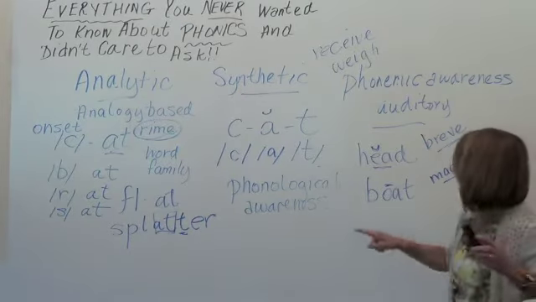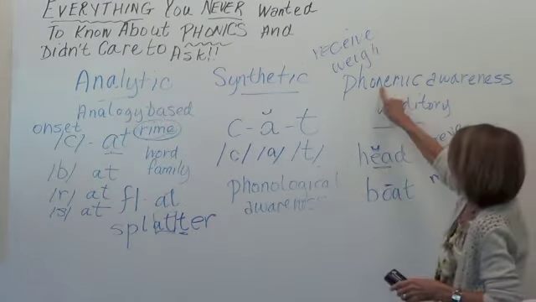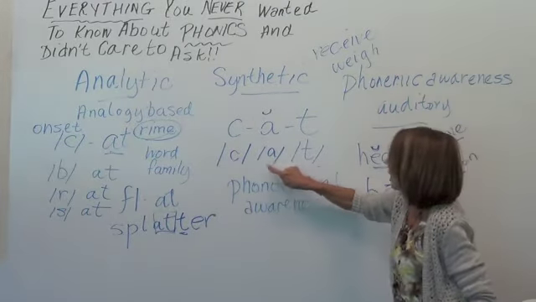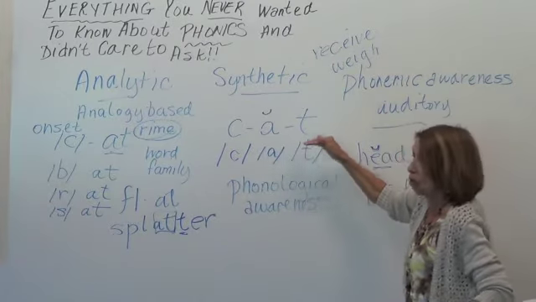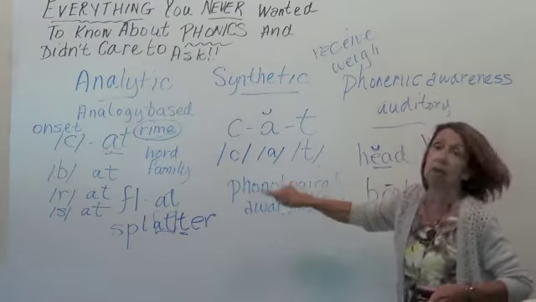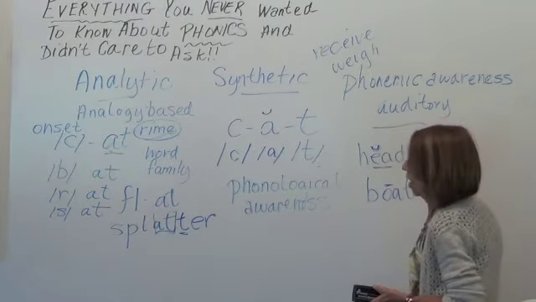Okay, so we've got the difference between these two. This is visual, this is auditory. Phonological awareness is visual because we're looking at letters and making words based on the sounds, phonemic awareness, that we know that are linked to those letters. Okay? Any questions about that?